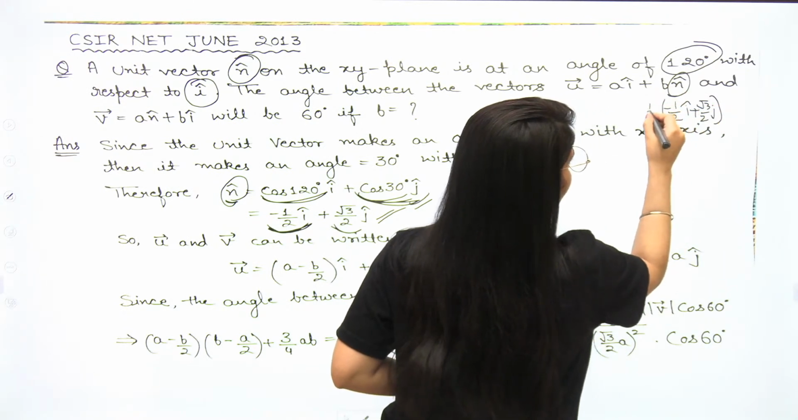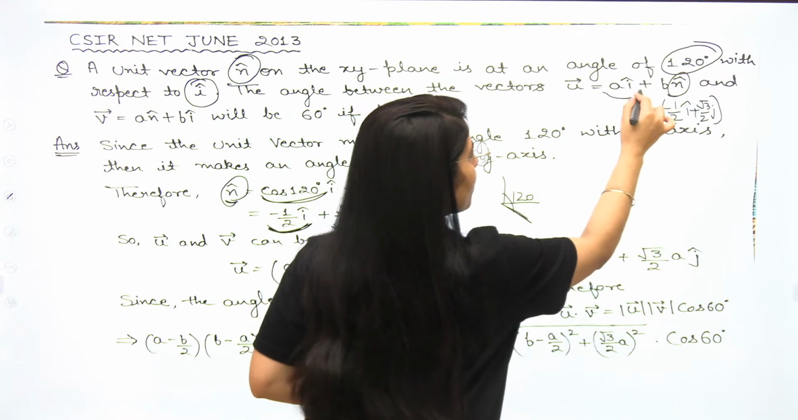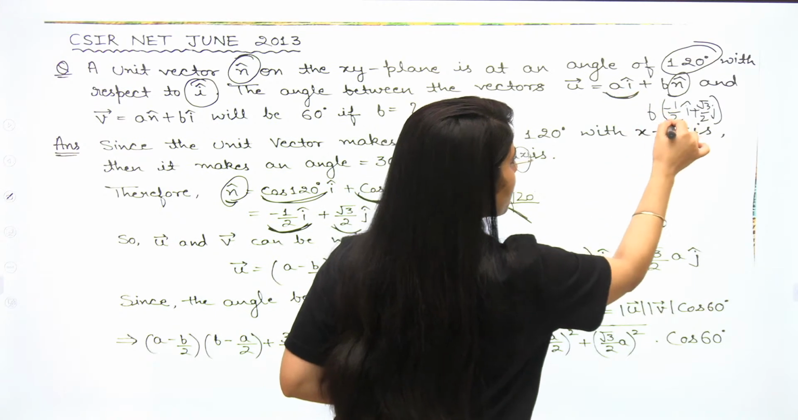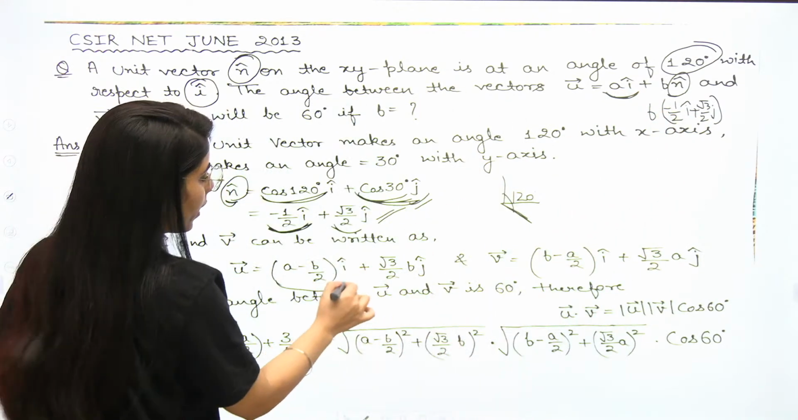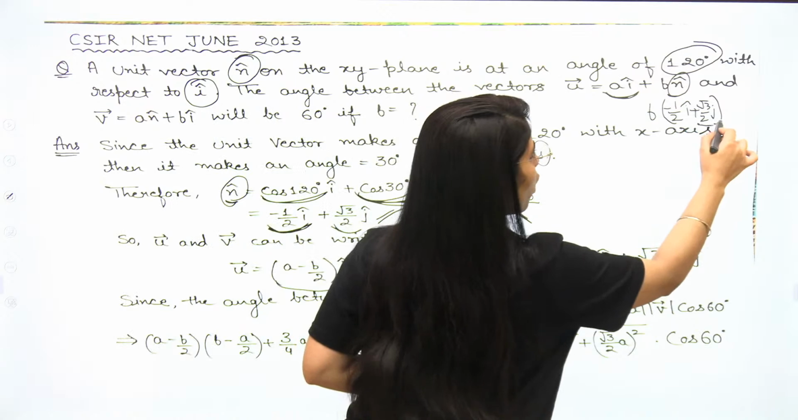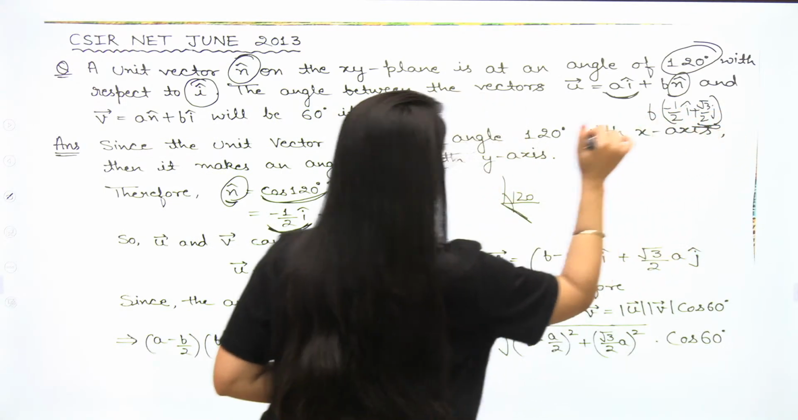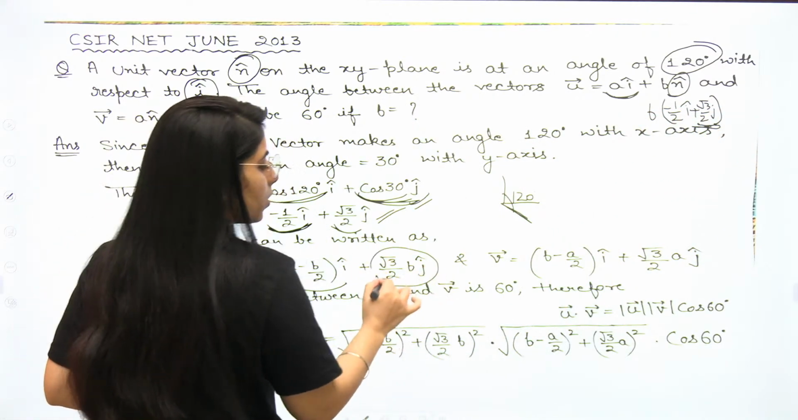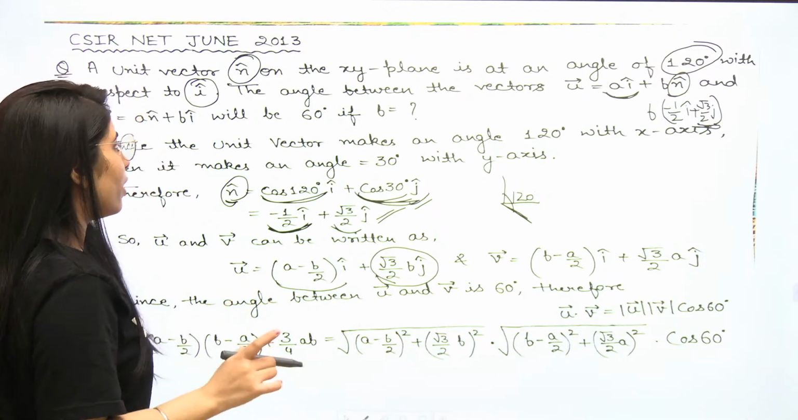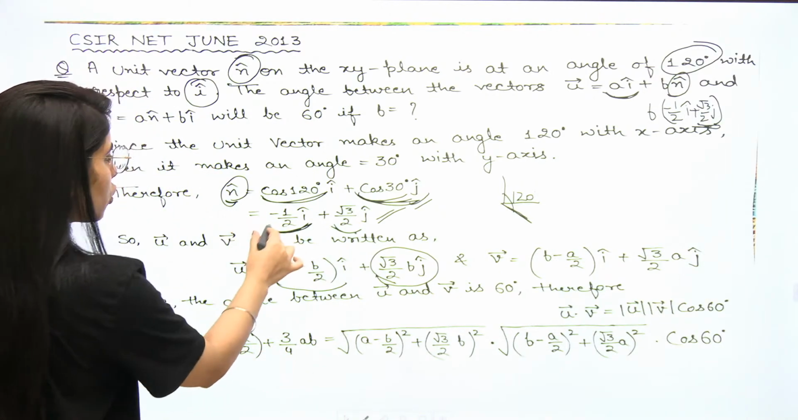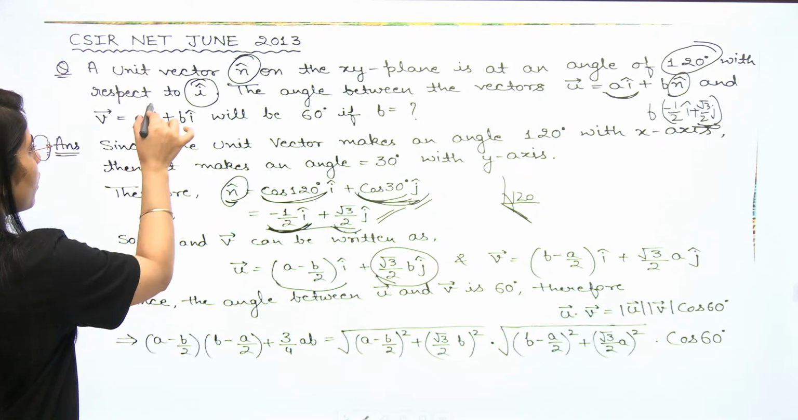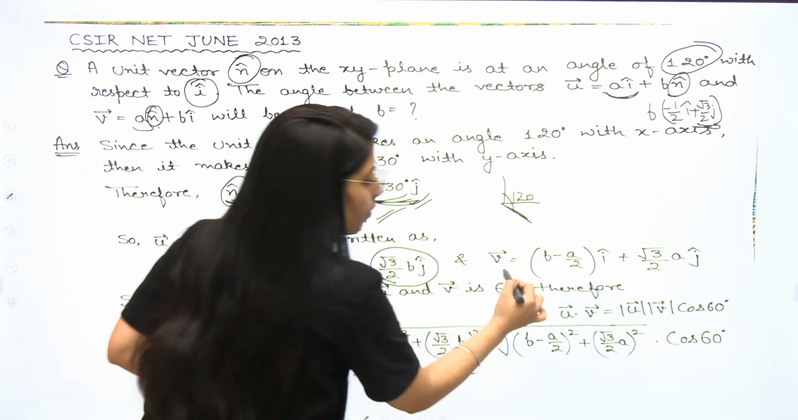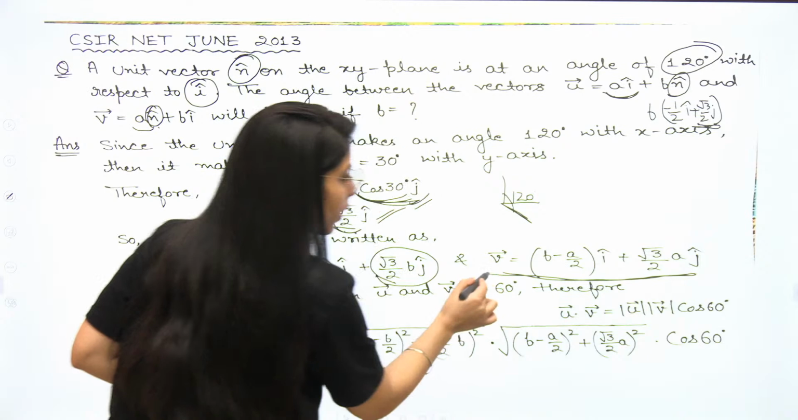B is already here. Multiply with B. I cap is already here. You will get a minus b by 2 and I cap you have taken common. Also j cap component will be only one, that is root 3 by 2 b. Root 3 by 2 b j cap. Done. Similarly, the value of unit vector n which you have got, just put it here at the place of unit vector n. When you put it there, you will get unit vector v.